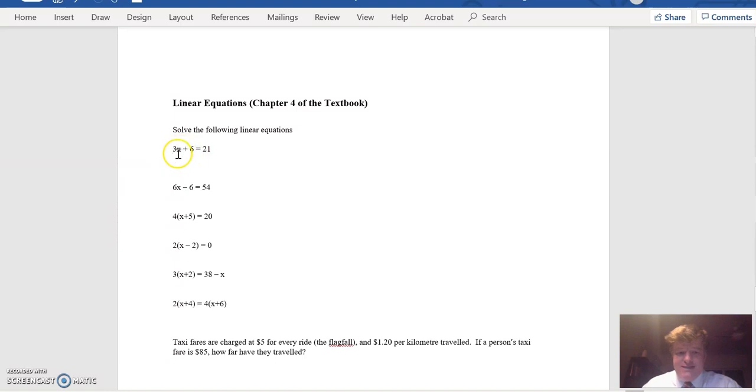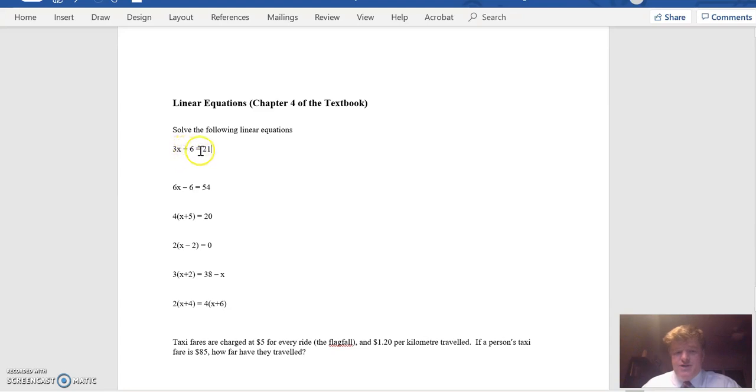What is it that if you multiply by 3 and add 6 to it, it gives us 21? Some people might say, yeah, I can see it's 3 times 5 is 15, plus 6 is 21, so x equals 5. We want to go through the steps of actually working it out.